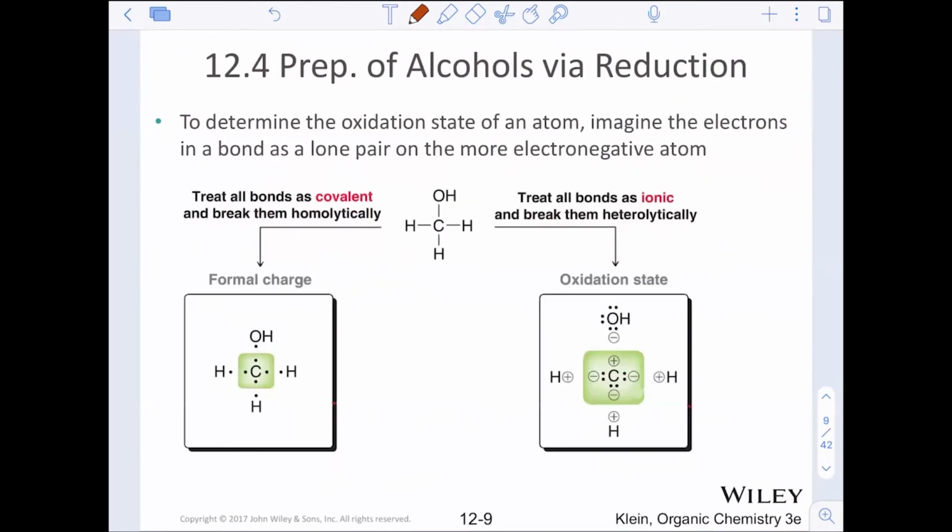All right, to determine the oxidation state of an atom, we need to imagine the electrons in the covalent bond as a lone pair, and they go on the more electronegative atom. So we treat all bonds as covalent, and we will break them homolytically. So we're going to be focusing on the oxidation states of carbon. Now we see methanol here. This is CH3OH.